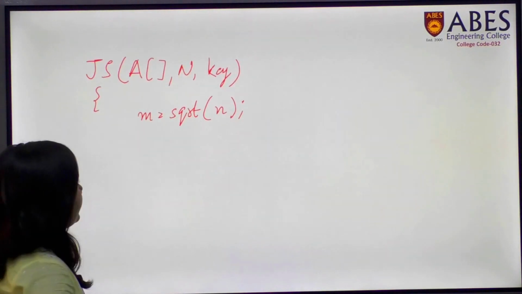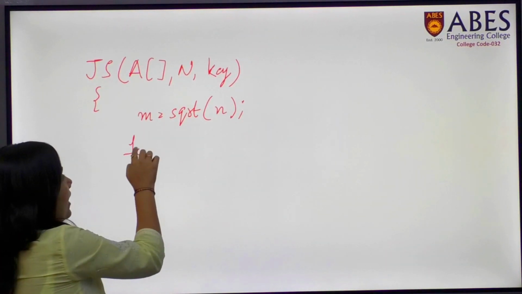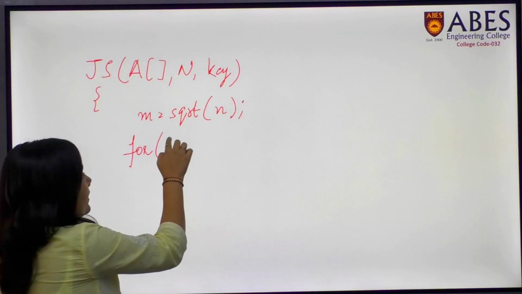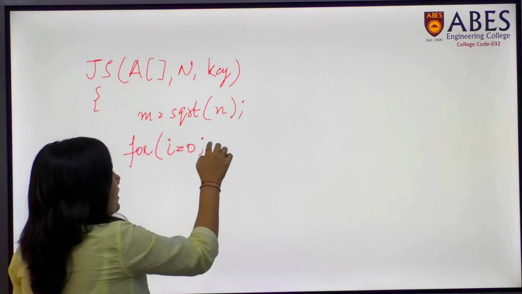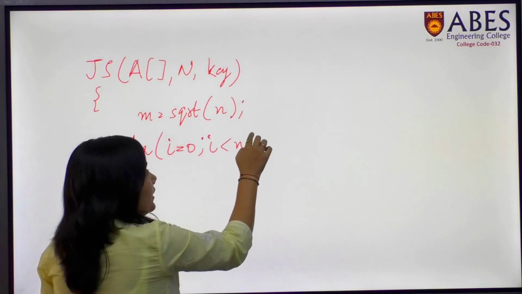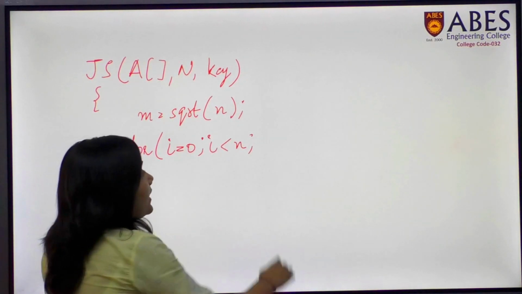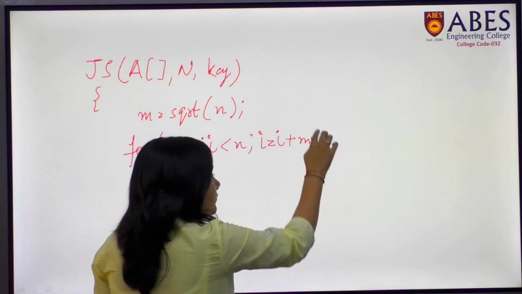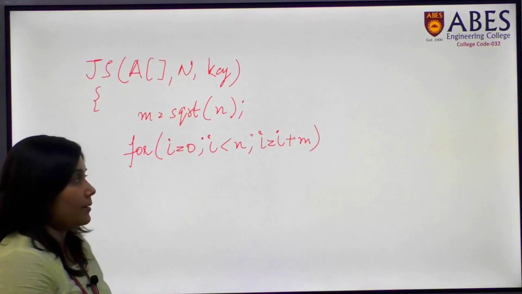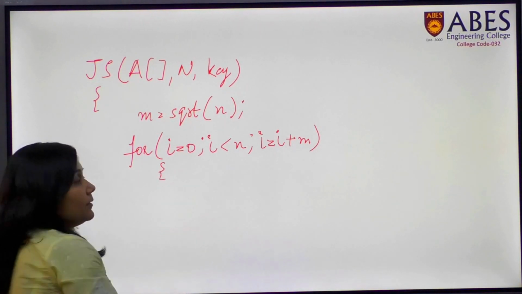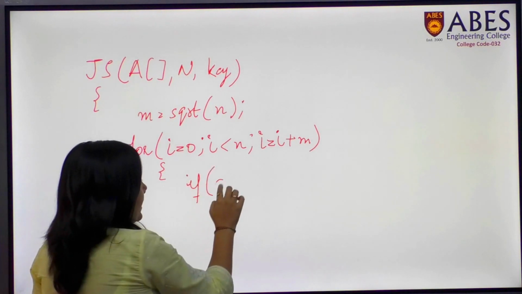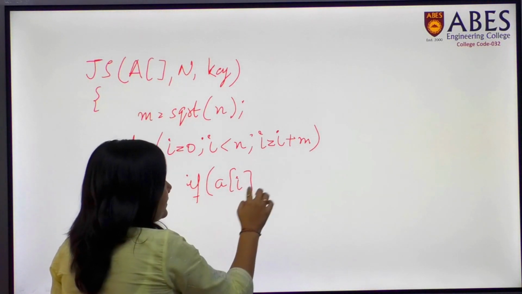Now, the next step: I have to traverse an array, and from that array only I have to search my elements. So i equals 0, i is less than n, my total number of elements, it will go up to n minus 1, and I am doing i equals i plus m. So it will take a jump of m elements, right? Then, I am doing, if a of i, my element, is less than key.